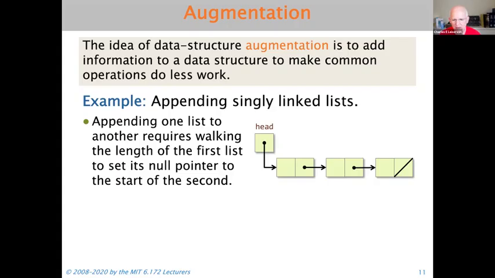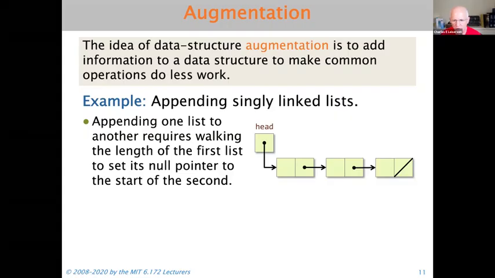Now, if you want to append one list to another, then you want to basically take the first list and replace the null pointer at the tail of the first list with a pointer to the head of the second list. And that involves walking down the length of the first list to find the tail of the list and then changing its null pointer to a pointer to the head of the second list.